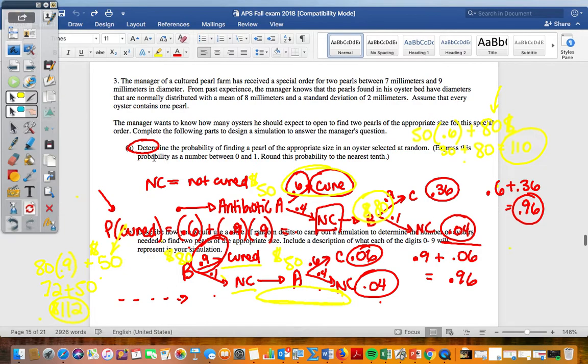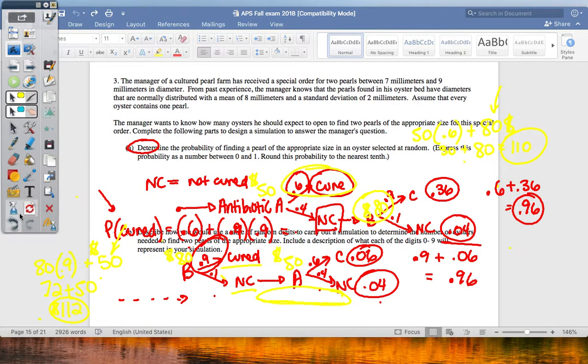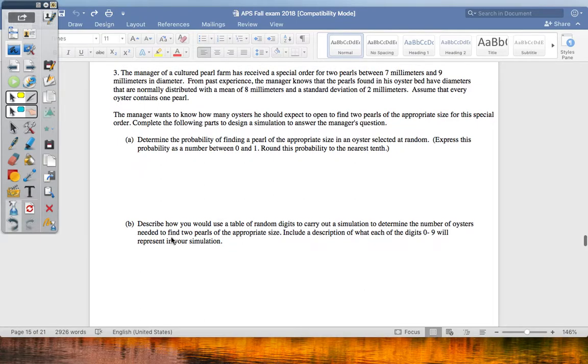Okay? Number 3. Okay. Determine the probability of finding a pearl of the appropriate size in an oyster selected at random. Express this probability as a number between 0 and 1. All right. Trying to see just some key terms here. All right, it is normally distributed. The manager knows the pearls found in his oyster bed have diameters that are normally distributed with a mean of 8 and a standard deviation of 2.